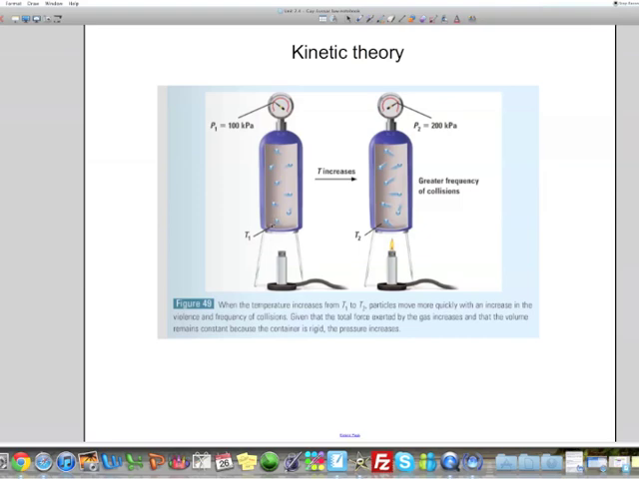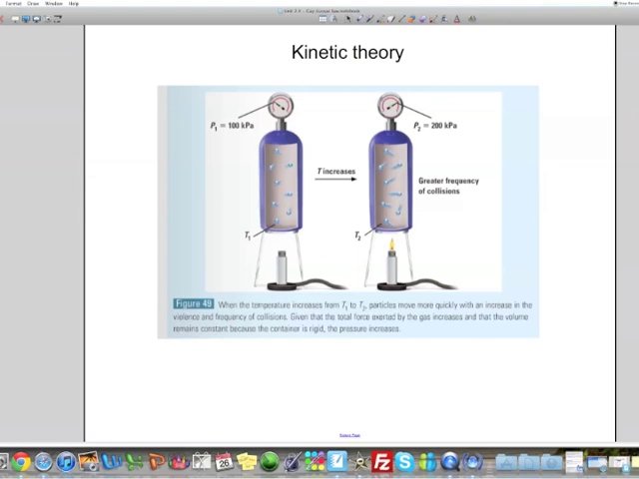If I heat up, the particles start moving faster and faster, and that increases the number of collisions between the particles, therefore increasing the pressure, since the number of collisions is directly responsible for the pressure exerted on the walls of a container, for example.